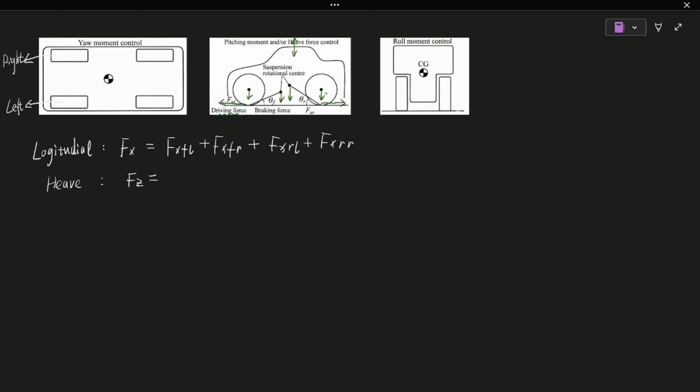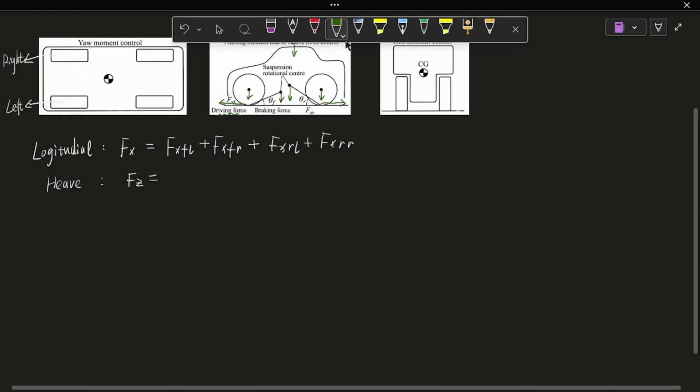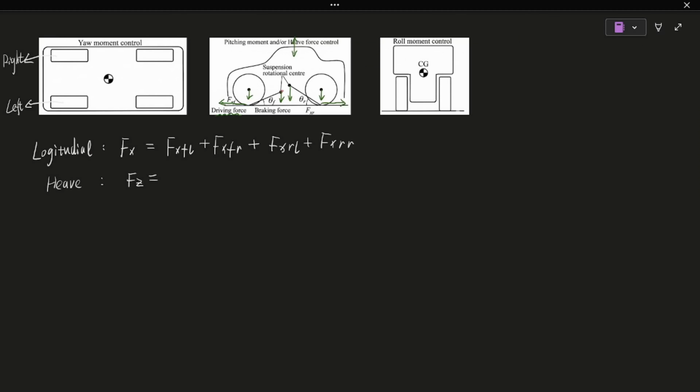Next, let's see how to generate an upward force. Let me change the pen color. To push the car up, the front wheels need a backward force. That means braking. The rear wheels do the exact opposite. They need a forward driving force. Once you grasp this trick, everything else clicks. Controlling heave and other degrees of freedom becomes incredibly simple.